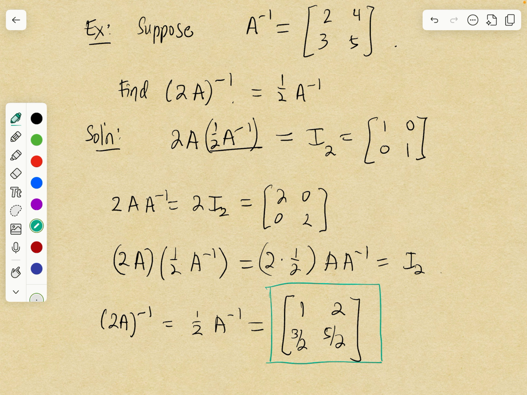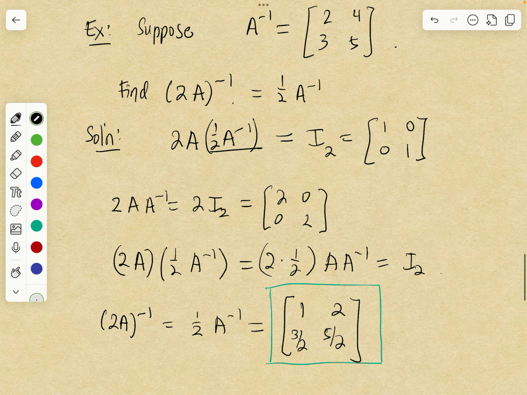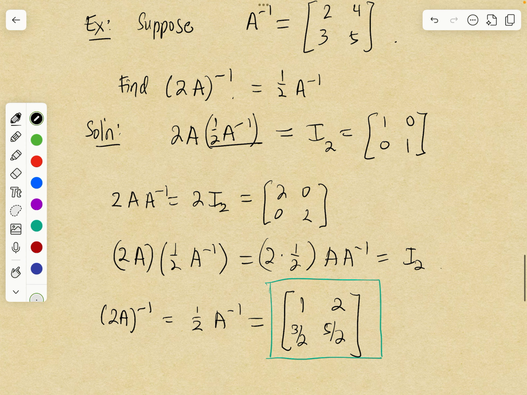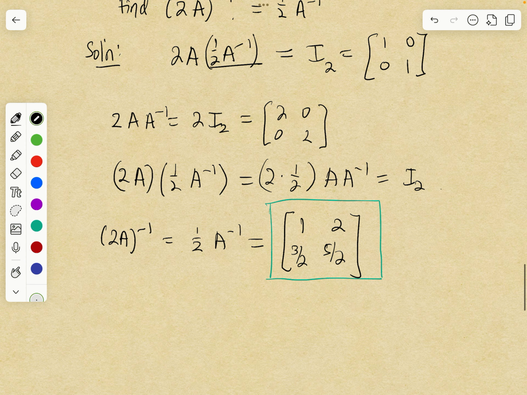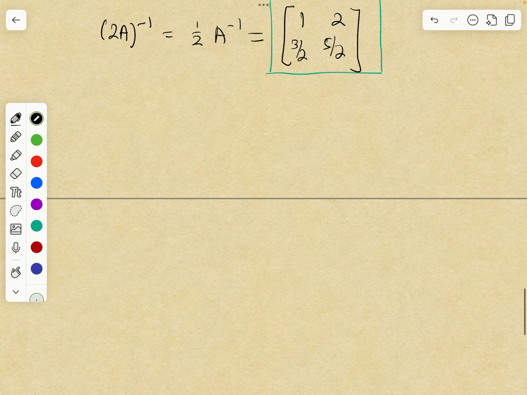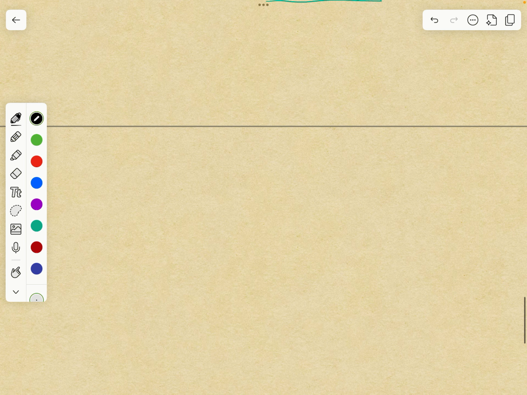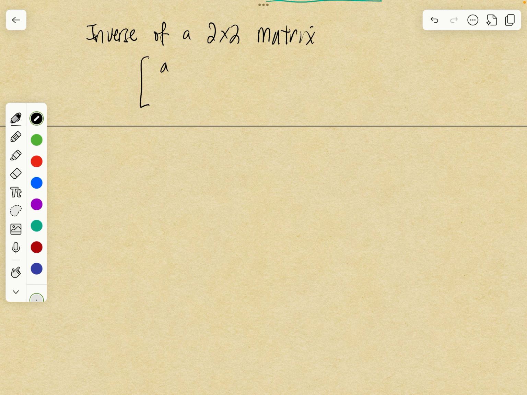Let's actually find a formula for the inverse of a 2 by 2 matrix. Sorry, not the 2 by 2 identity matrix, just a 2 by 2 matrix. So the inverse of a 2 by 2 matrix. This is a handy formula to remember.